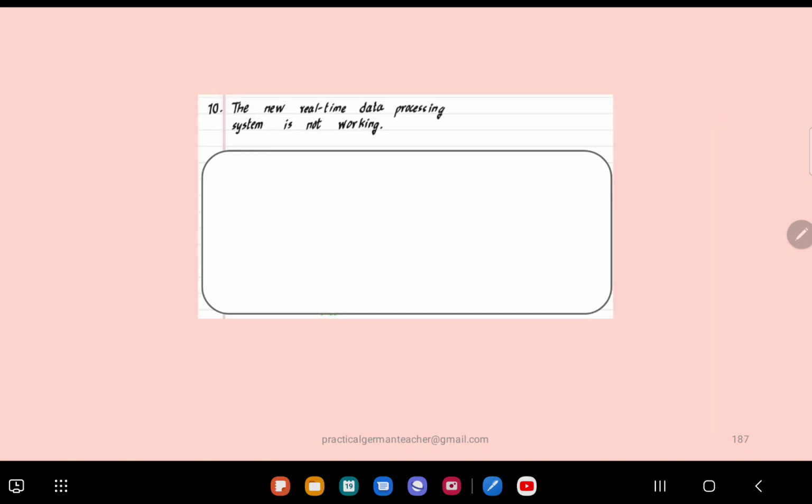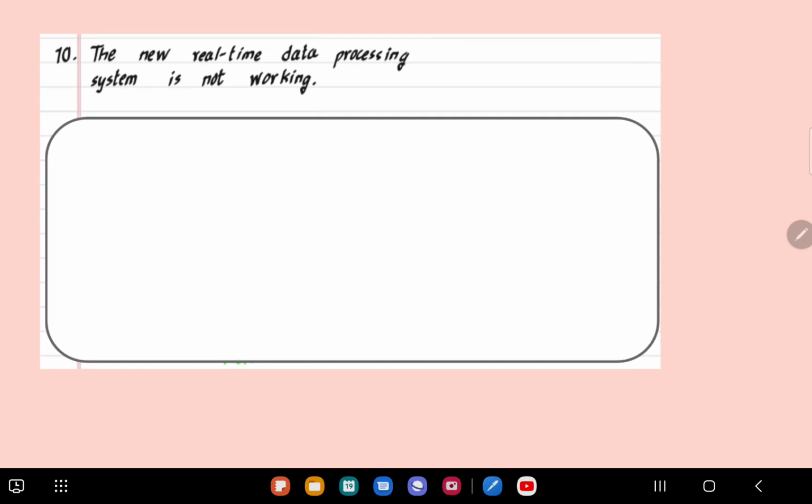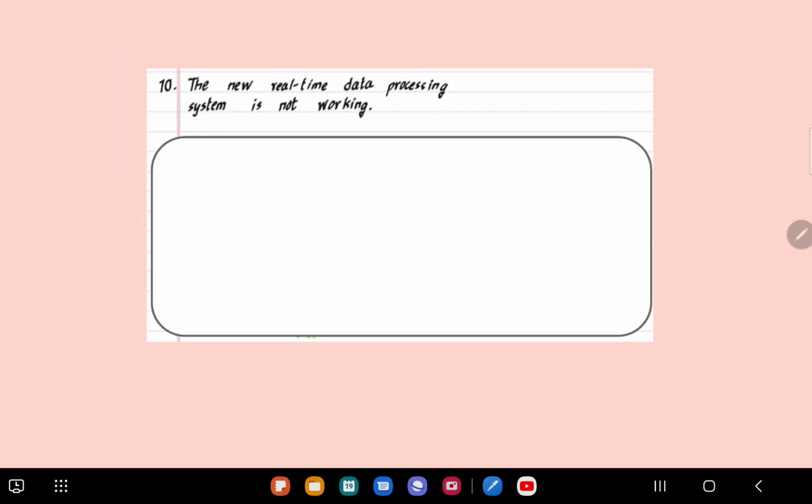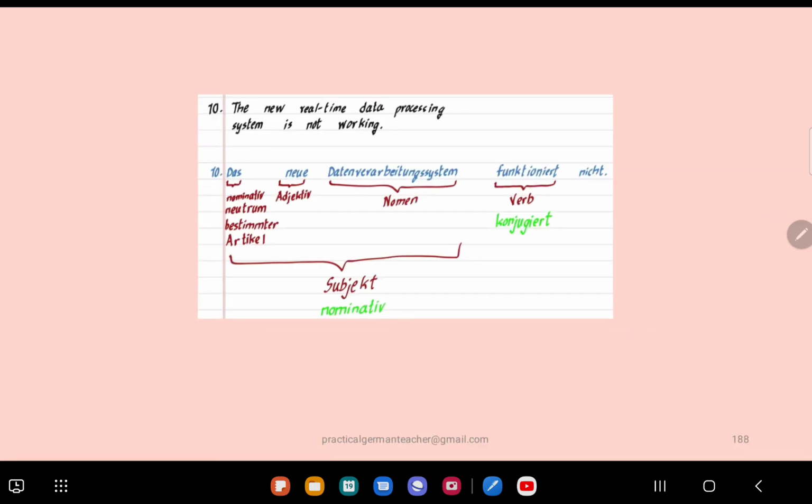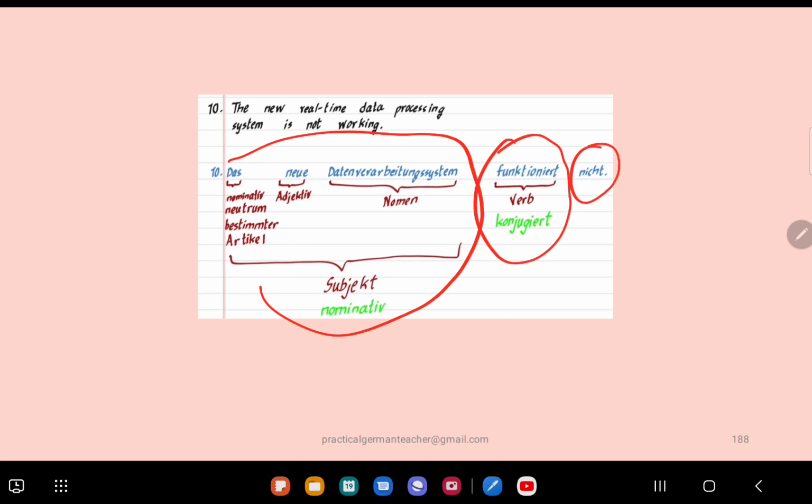The new real-time data processing system is not working. How do you say something is not working? Funktionieren nicht. Okay, so you say whatever you want to say. Funktioniert if it is working, funktioniert nicht if it is not working.